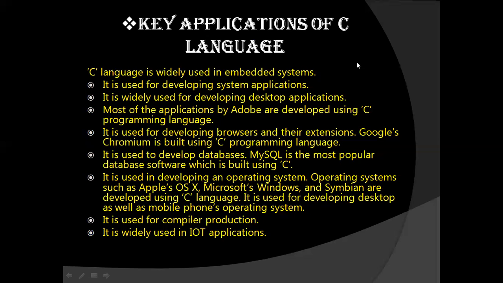It is used for developing browsers and their extensions. Google's Chromium is built using C programming language. Google Chrome, which we are using in our day-to-day life for all the research and searching purposes, is built mainly with the C programming language. And it is also used to develop databases.